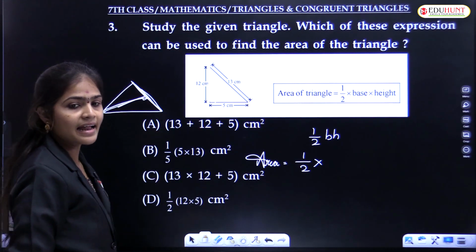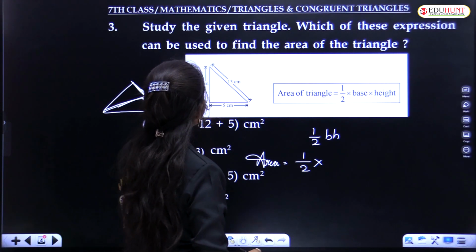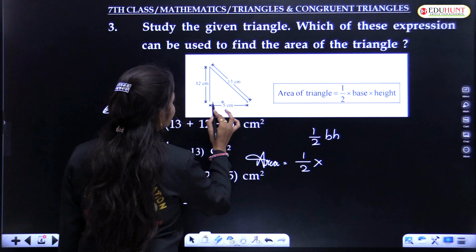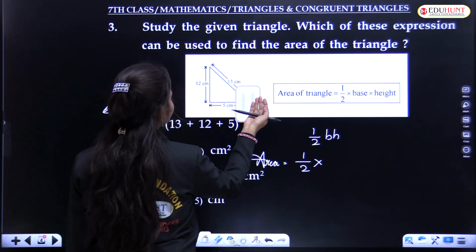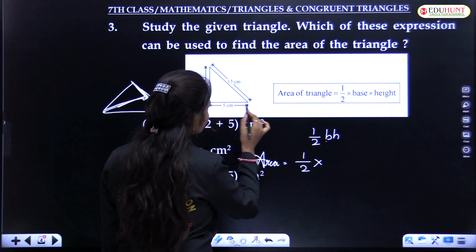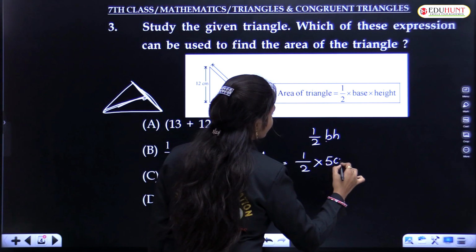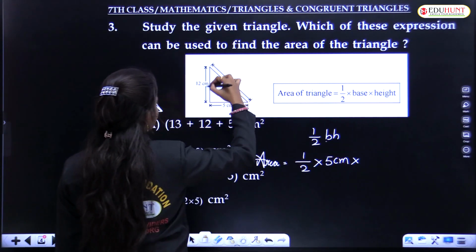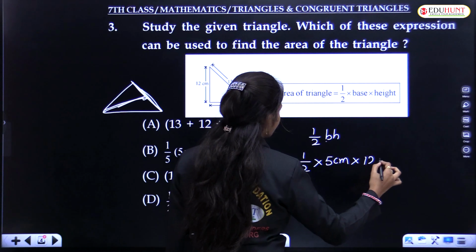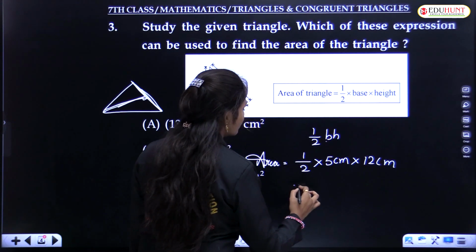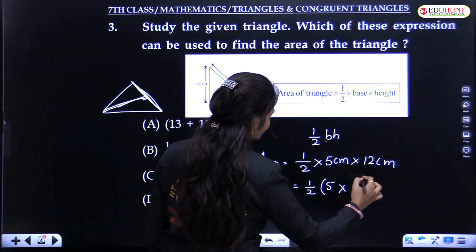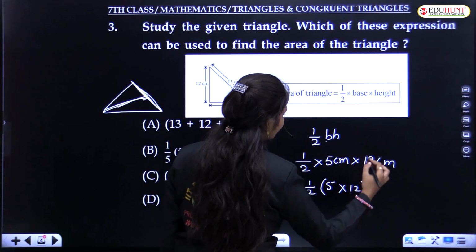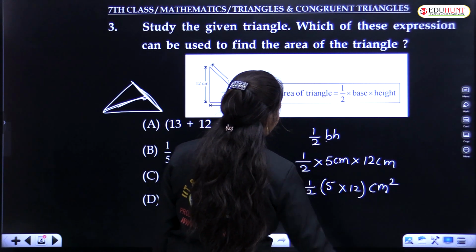Okay, that is the altitude, and here this is the base. Is it clear to you? Now write that. Here B is equal to 5 centimeters and H is equal to 12 centimeters. So we can write it as half into 5 into 12. Centimeter into centimeter is equal to centimeter square.